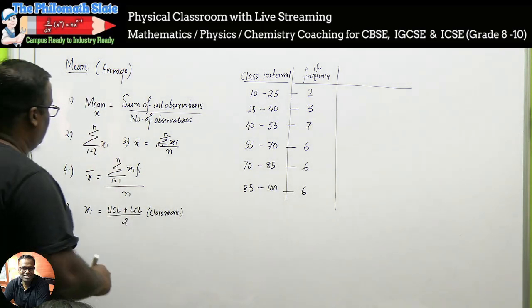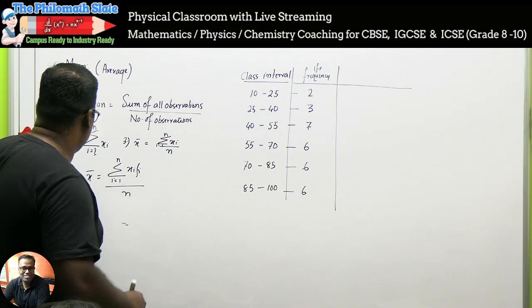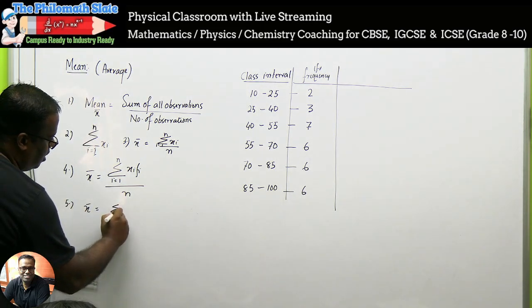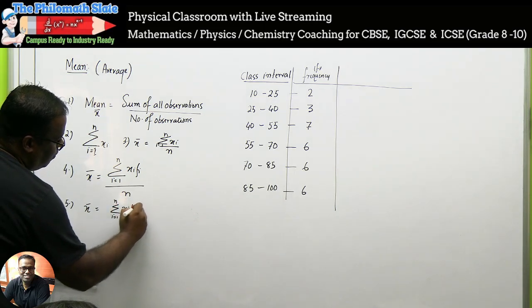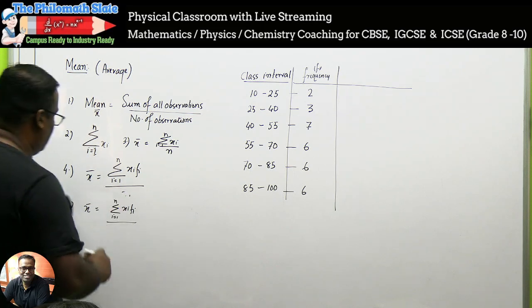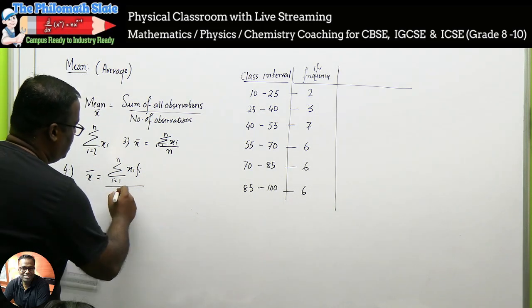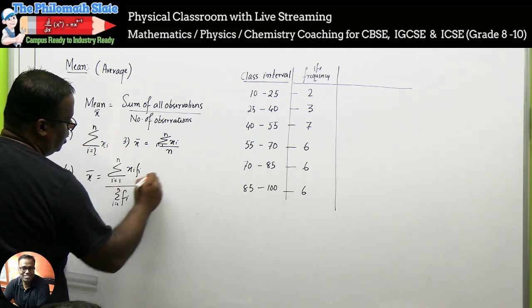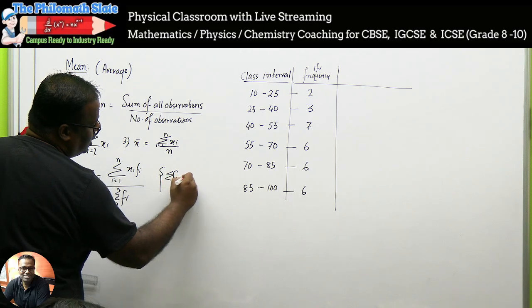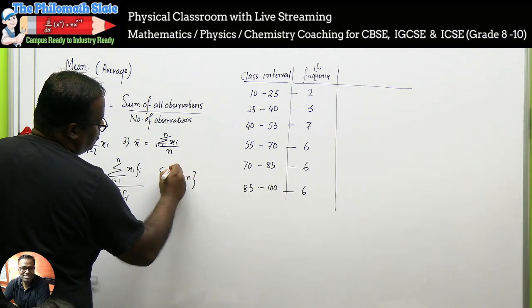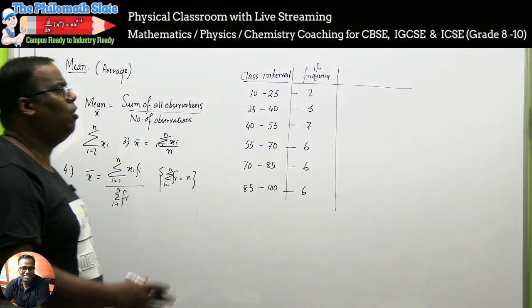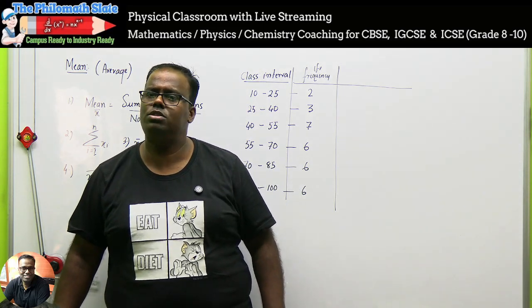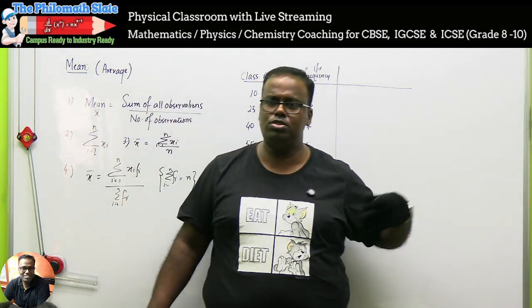Okay, I did not write one more formula, children, which we learned just now, the fifth formula. X bar is equal to sigma i equal to 1 to n xi fi divided by sigma fi. I had written it, but I wrote the formula wrong. It should be sigma fi, i equal to 1 to n. Always remember, sigma fi, the sum of the frequencies, gives us the count n.